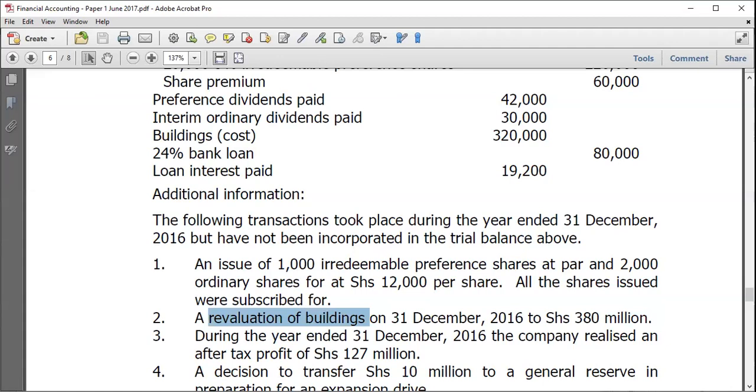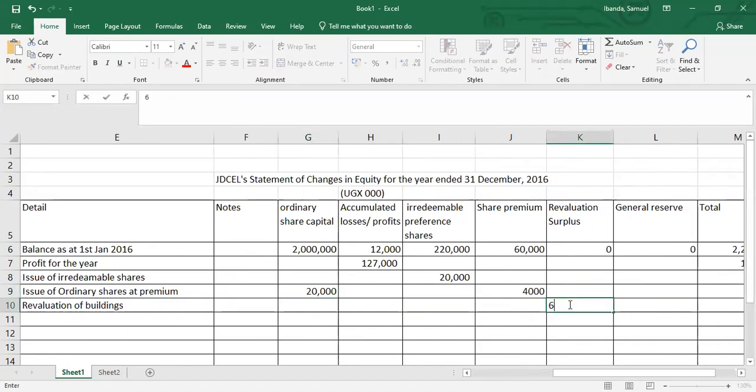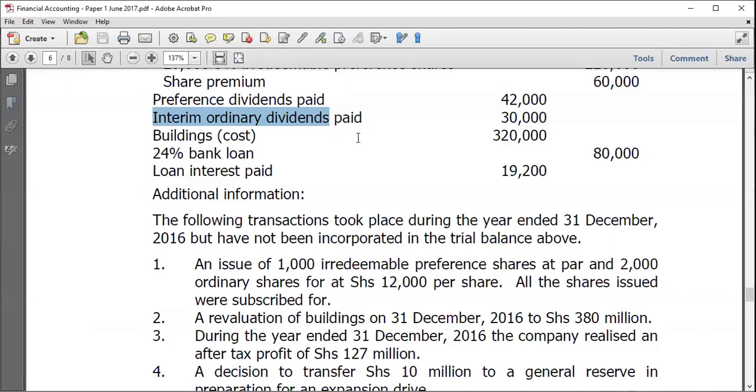So when you come here, under revaluation I'll put the 60,000, to recognize the movement from 320 to 380, and it only affects that column. That's why the examiner gave you this information to do with the building. Just in case there was nothing to do with the building, you wouldn't have to put anything. In the same way, we don't have any information regarding this loan, so this loan will not appear under our statement of changes in equity.